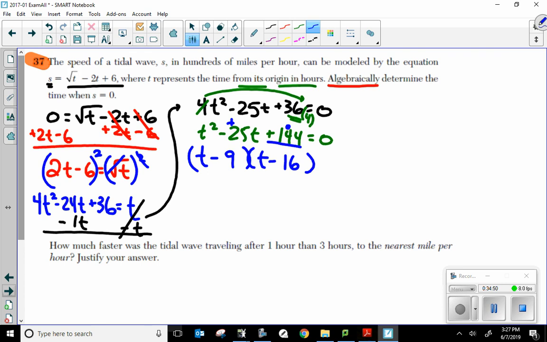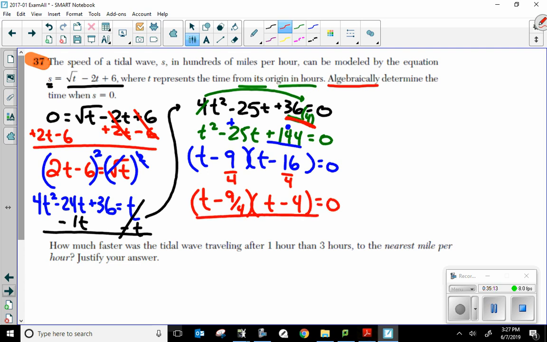The last thing I need to do in slip and slide is I brought that 4 out with multiplication, right? I can't just leave it. I need to bring it back in with division. So I divide both sides by 4. So I get t minus 9/4, and then I get t minus, this reduces to 4, equals 0. If I t-bone that at this point, I get t equals 9/4 and t equals 4.